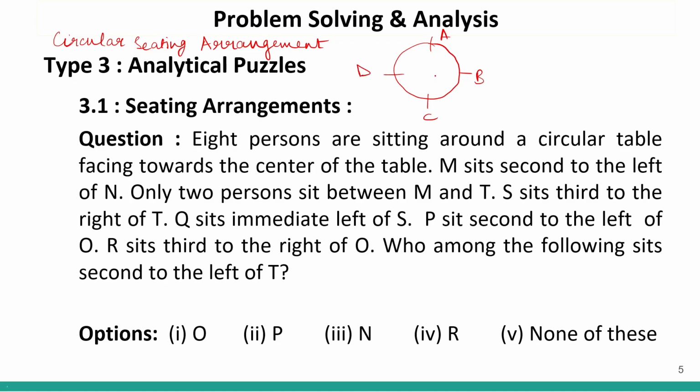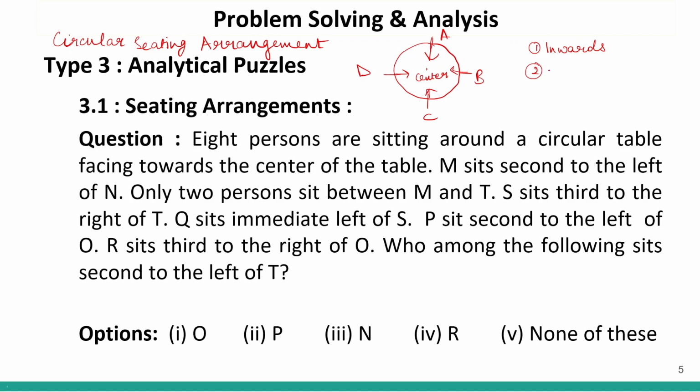Now in this also you can get certain types. The first type is that everybody faces inwards. What do you mean by inwards? Let's say this is the center of the circle. If this is the center, everybody will be facing towards the center. This is the inward side. So everybody is facing inwards. This is your first possibility.